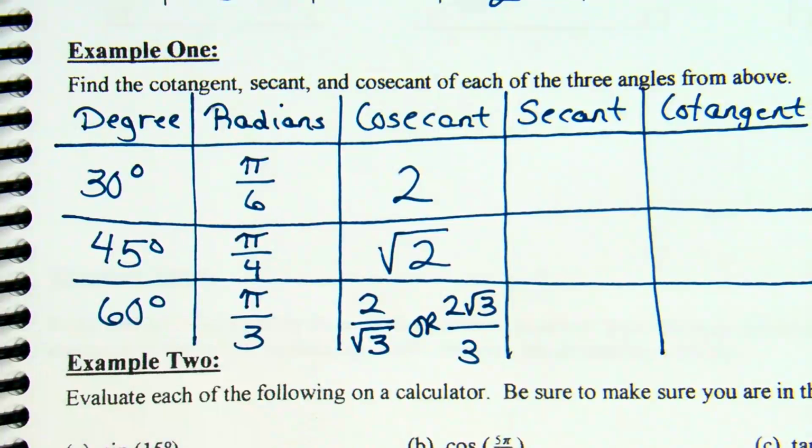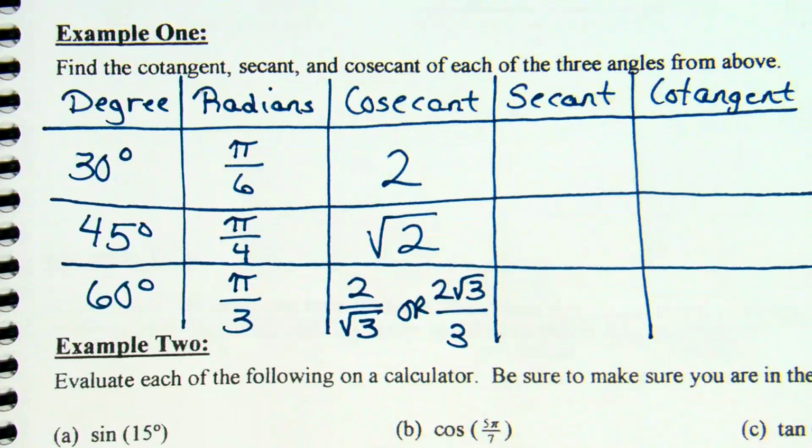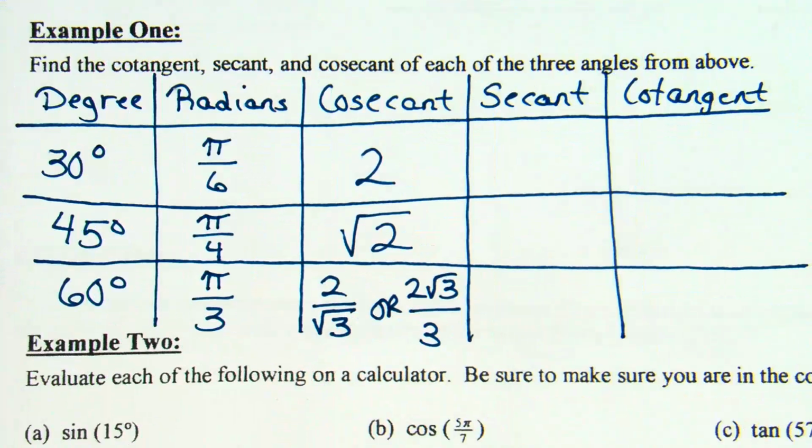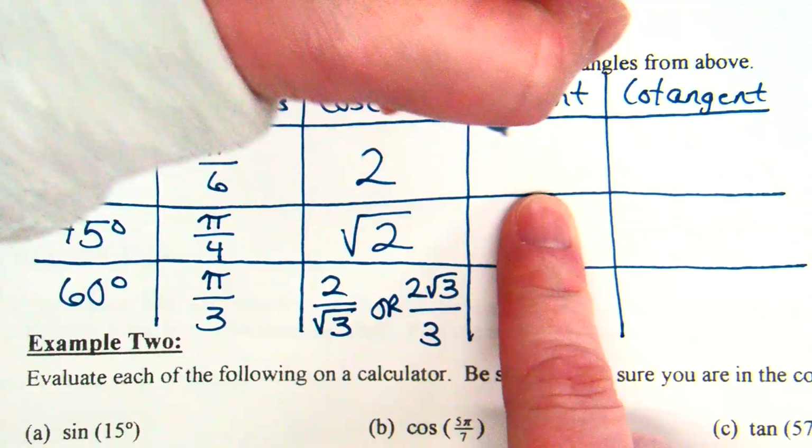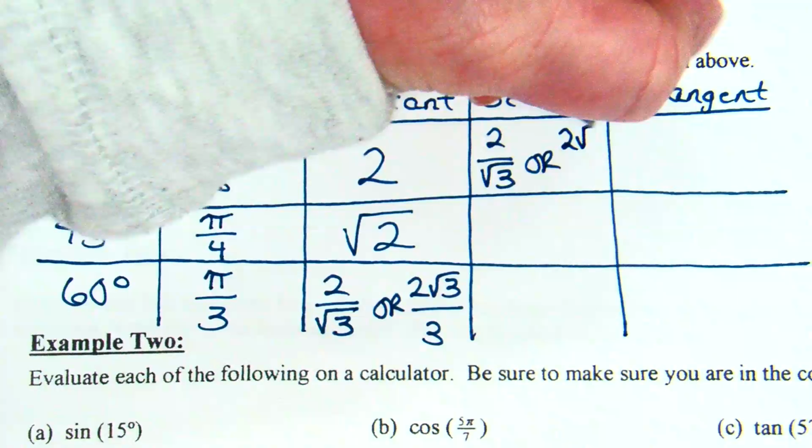Okay. Secant. How do I fill in my secant column? Reciprocal of cosine? Okay, so if we're doing secant of 30, what was the cosine of 30? It was square root of 3 over 2, so now I'm going to say 2 over square root of 3? Or, what's the other alternative? Two square root of 3 over 3. Didn't we just do that?